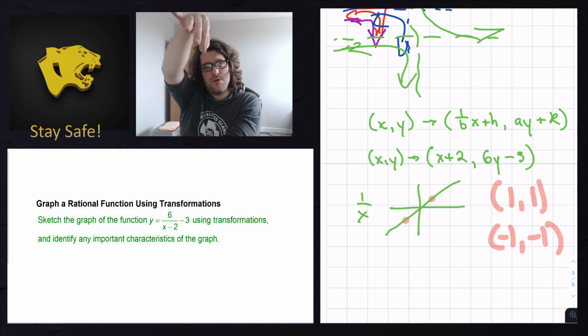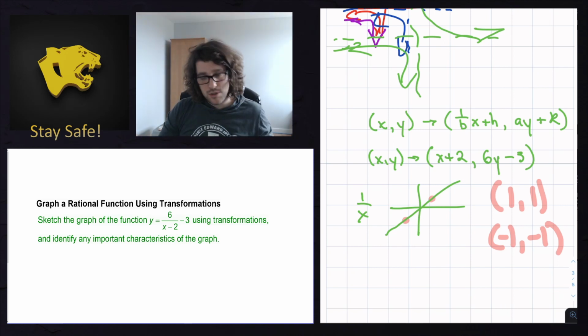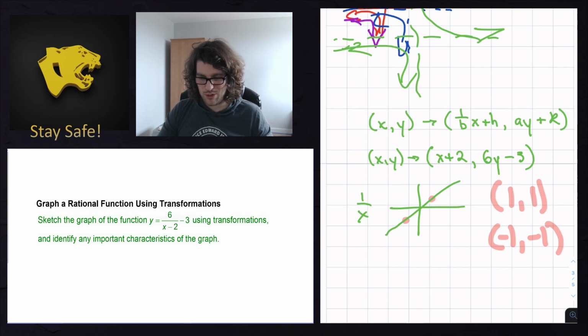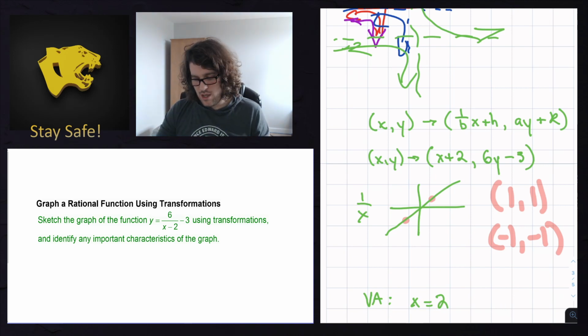So the only thing that we can really do for the vertical asymptote is to move it left or right. The only transformation that moves things left or right is the h part of that transformational form. And so we are moving this thing 2 units to the right, which means the vertical asymptote would also move 2 units to the right. So that would be at x is equal to 2 instead of x is equal to 0.